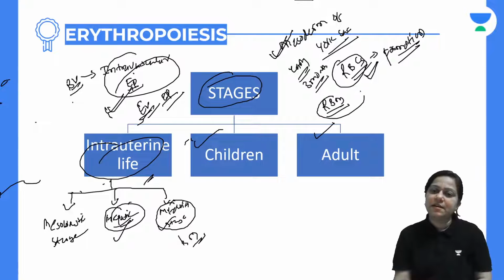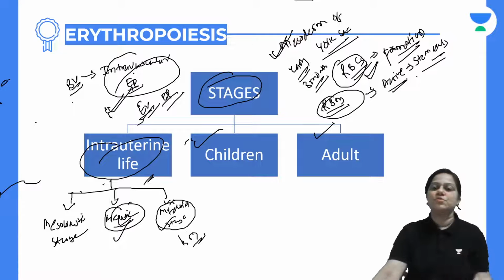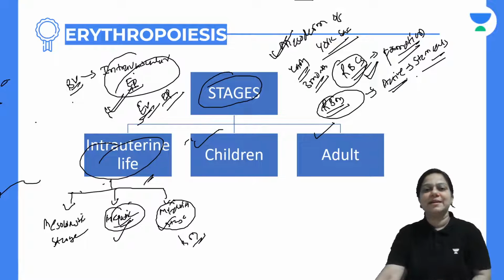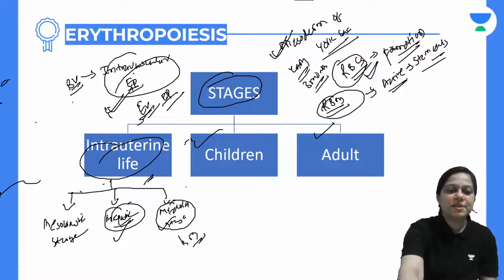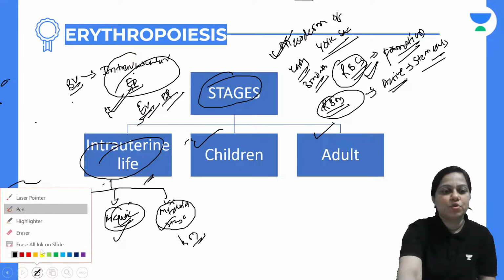It occurs in red bone marrow. Red bone marrow, you can say, is an active bone marrow. Here from the stem cells, different types of blood cells can be formed: erythrocytes, different white blood cells, platelets, and all. So this is all about the stages of erythropoiesis.